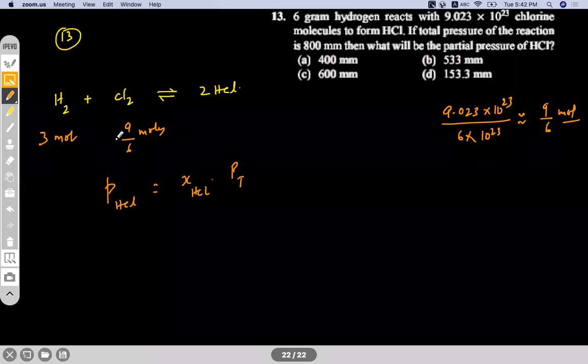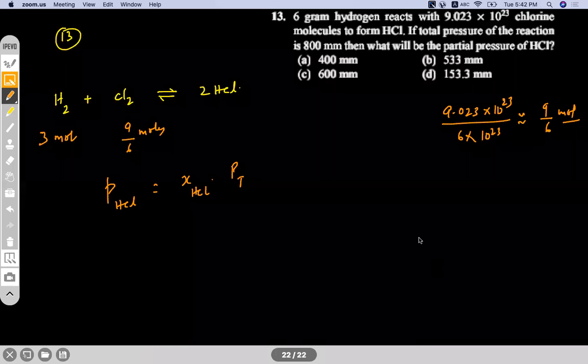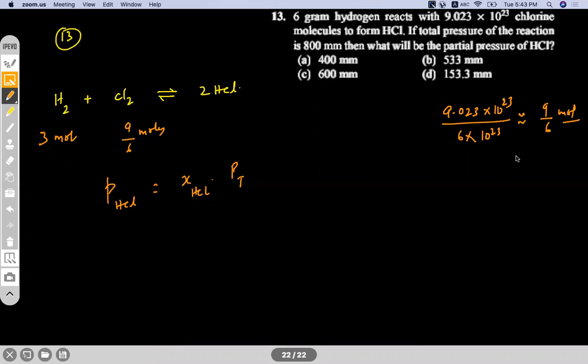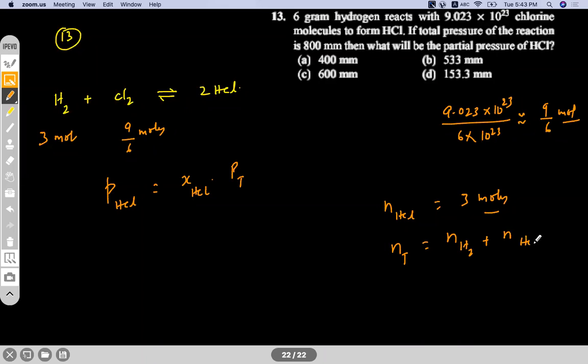Which one will get consumed completely? Is it Cl2? Okay. If Cl2 will get consumed, so number of moles of HCl would be what? 1 gives 2, so this gives 3 moles, right? 3 moles of HCl we are getting. Total number of moles. What is the total number of moles? Nt is equal to the number of moles of H2 plus number of moles of HCl, because there is no Cl2 present here.